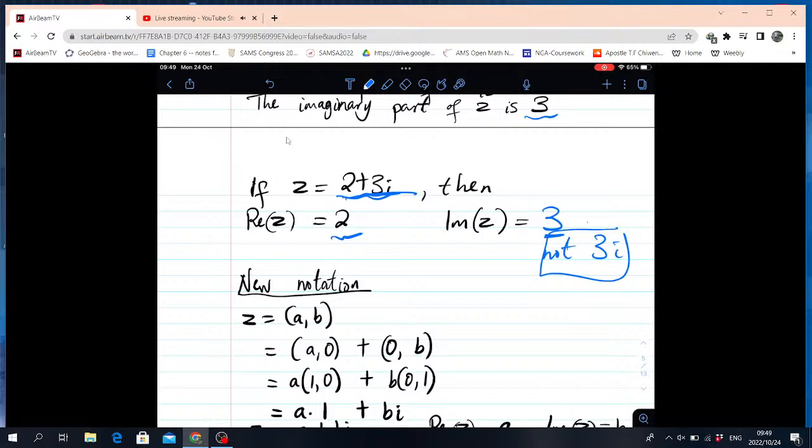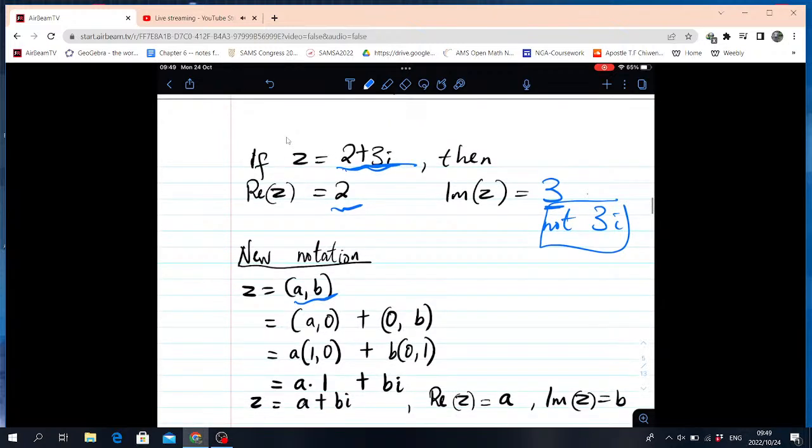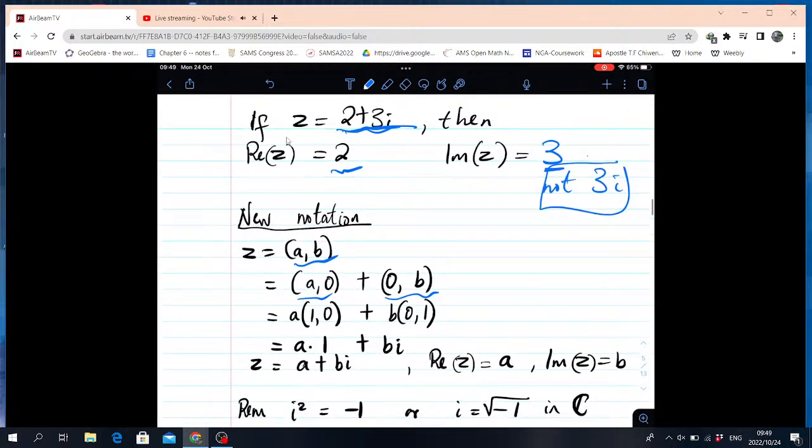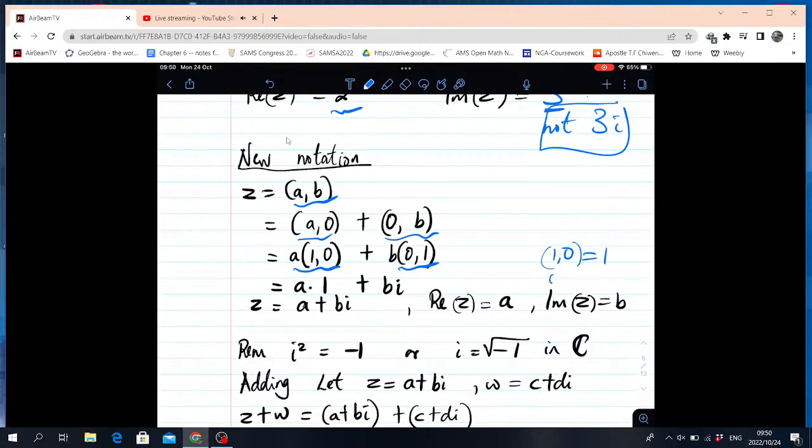So if you've got a vector z which is (a, b), then you can rewrite this as (a, 0) plus (0, b), and this is coming just from the definition of addition of complex numbers. And if you factor out your a, you end up with a times (1, 0) plus b times (0, 1), right? And here, remember that (1, 0) is just the real number 1, and then (0, 1) is what we are calling i.